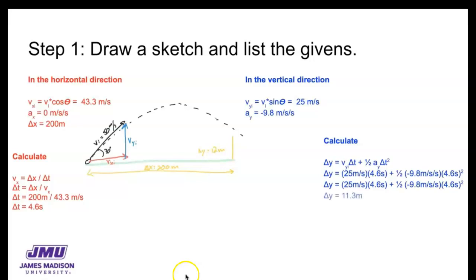That's funny. But I calculate that delta y is 11.3 meters, meaning that the golf ball will be 11.3 meters above the ground at 4.6 seconds after it's been hit, which is when it's 200 meters away in the x direction from where it's been hit. So the answer is no, it doesn't make it over the 12-meter tall fence. It is only at 11.3 meters high.